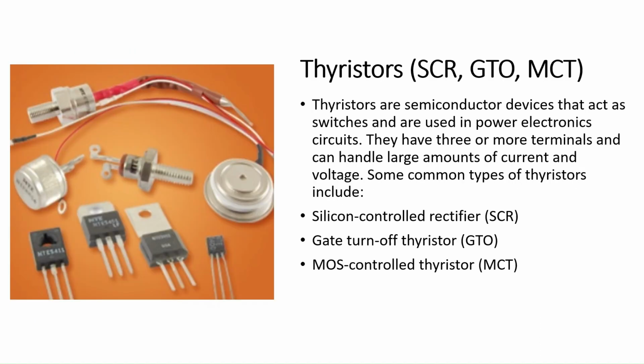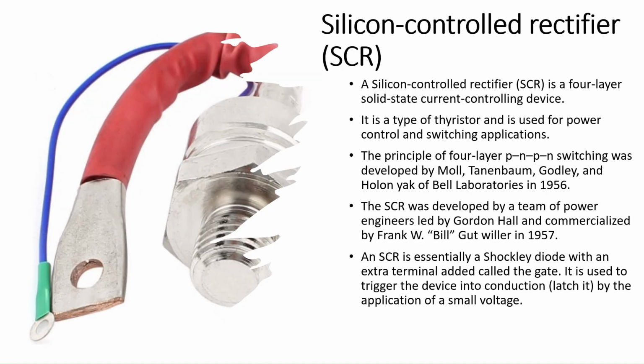Thyristors are semiconductor devices that act as switches and are used in power electronic circuits. They have 3 or more terminals and can handle large amounts of current and voltage. Some common types of thyristors include silicon-controlled rectifier, SCR, gate turn-off thyristor, GTO, MOS-controlled thyristor, MCT.